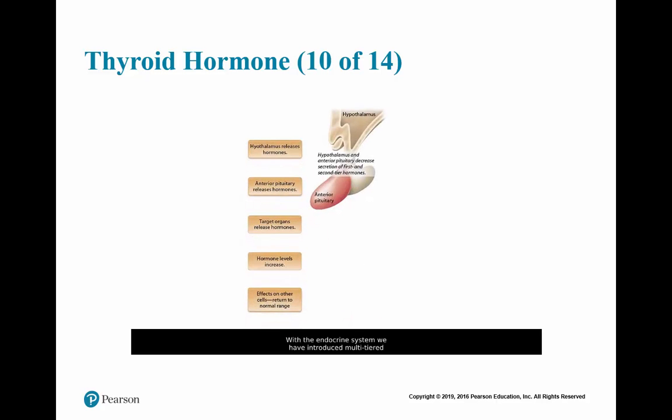With the endocrine system, we have introduced multi-tiered feedback loops that look like this. Such loops are involved in regulating the secretion of several hormones, including thyroid hormone. Remember that hormones from the hypothalamus control secretions from the anterior pituitary. The anterior pituitary then releases hormones which control the functions of other glands, such as the thyroid. These glands then release their hormones, and these hormones have effects on the body. The amount of hormone released and the effects they produce will then lead to negative feedback that then affects the hypothalamus and/or the anterior pituitary.